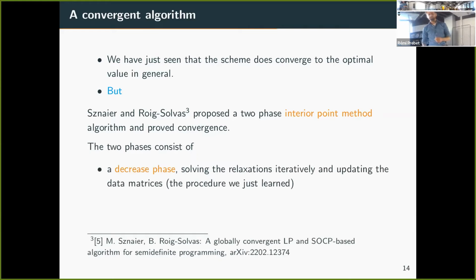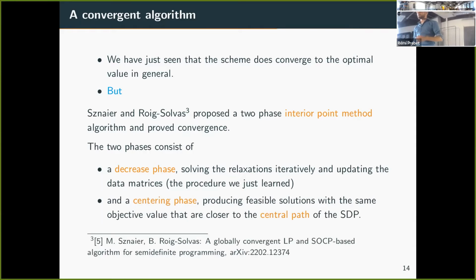The 2 phases consist of a decrease phase, where you just solve the program iteratively, so that's just the procedure we just learned. And once you don't make enough progress anymore, you change into another phase, which is called the centering phase, where you try to produce feasible solutions with the same objective value that are closer to the central path of the SDP. So that is the idea.